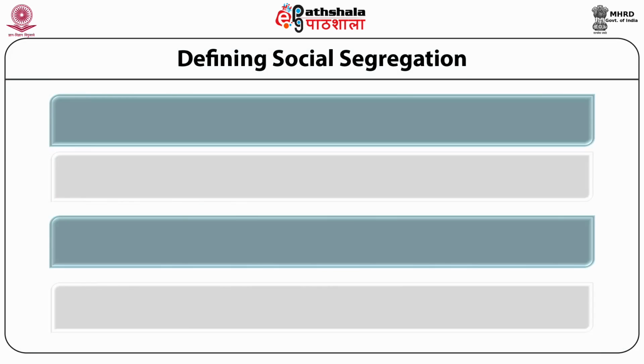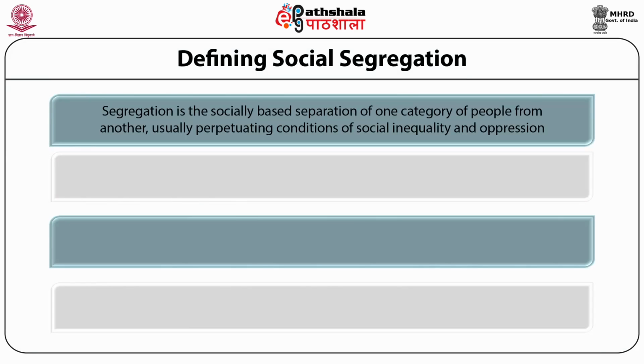Now we can also define social segregation. Segregation is the socially based separation of one category of people from another, usually perpetuating conditions of social inequality and oppression. It can be traced in the practice of separating people of different races, classes, or ethnic groups, as in schools, housing, and public or commercial facilities, especially as a form of discrimination.